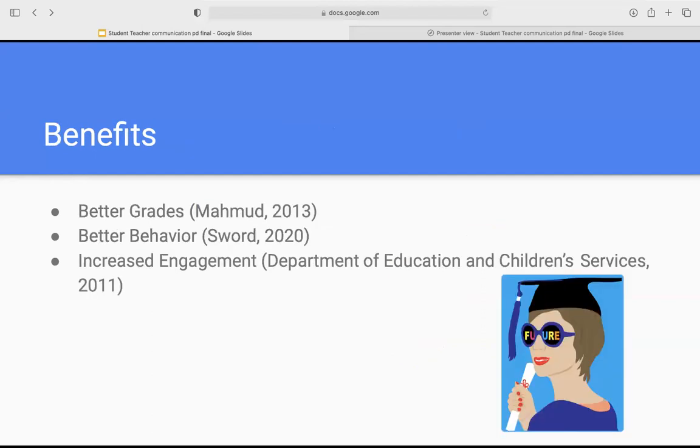There are many benefits to being able to communicate effectively with your students, including better grades, better behavior, and increased engagement. Mahmoud 2013 states that by performing as an effective communicator, a student will be able to interact confidently in a variety of coursework requiring personal and academic performance. Not only this, but class efficiency also increases due to the behavior and active engagement. However, how do we achieve these things?